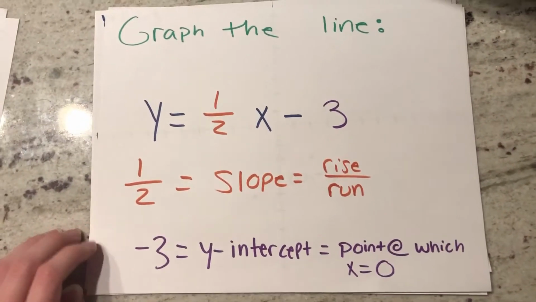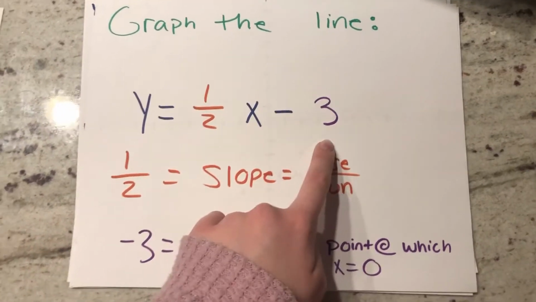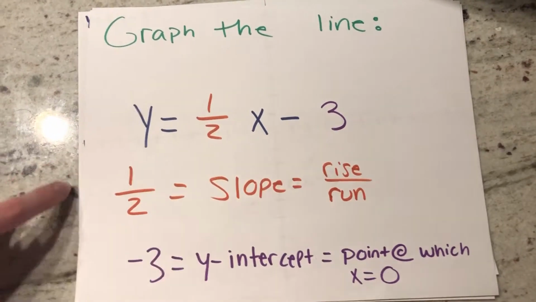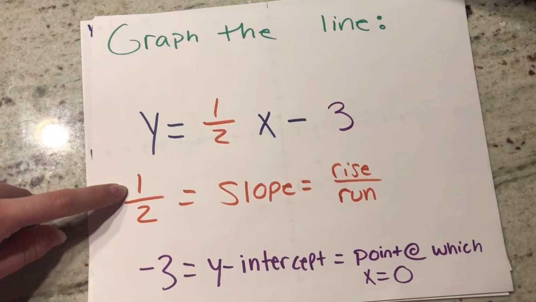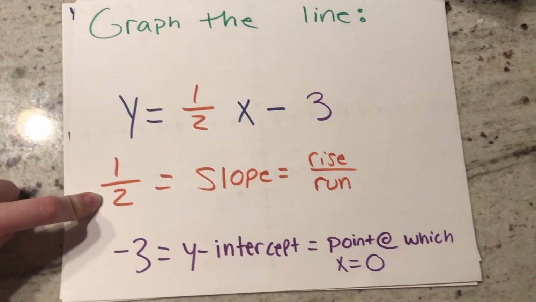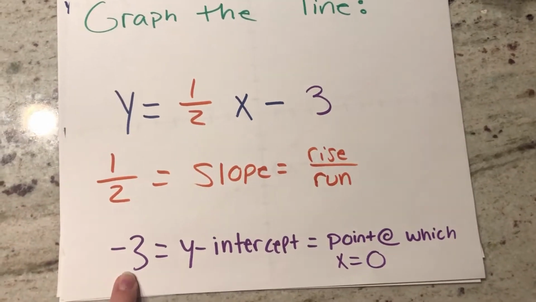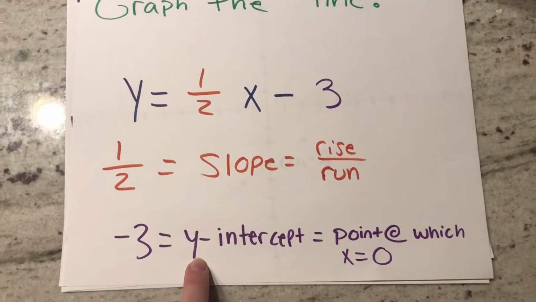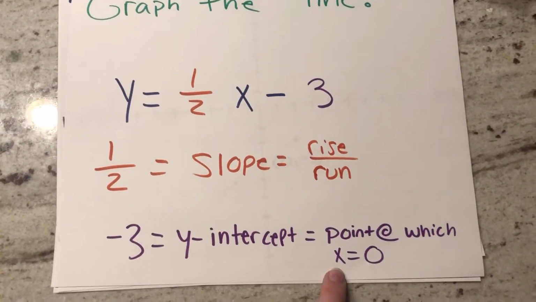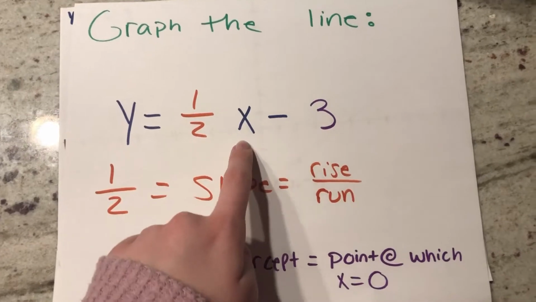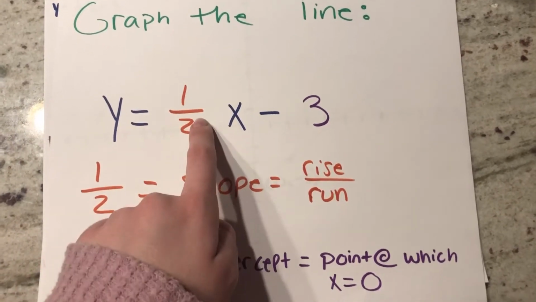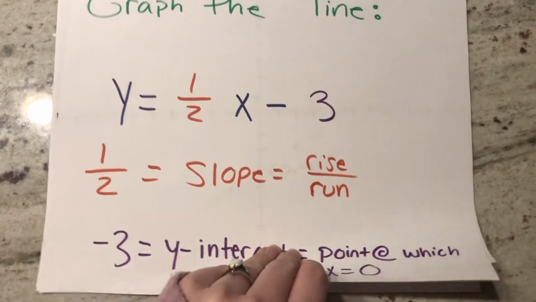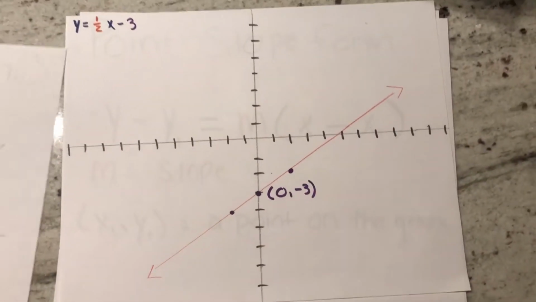So if you're asked to graph the line y equals 1/2 x minus 3, you know that 1/2 is your slope, which means when you go to graph, you're going to rise 1 position and run 2 to the right. And you know that -3, because it's in your b position, is your y-intercept. The y-intercept is the point at which x equals 0. So if you were to put 0 into x, this whole thing right here would become 0, and you'd be left with y equals -3, which gives you the point (0, -3).